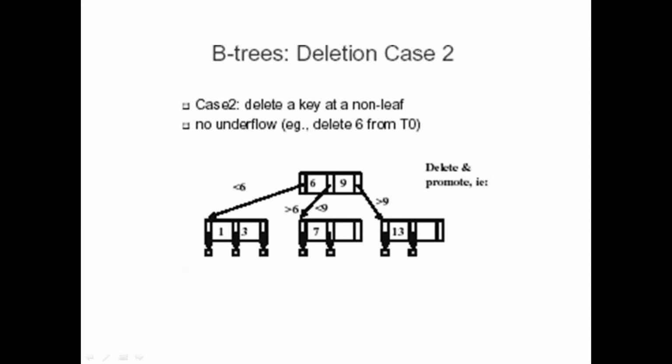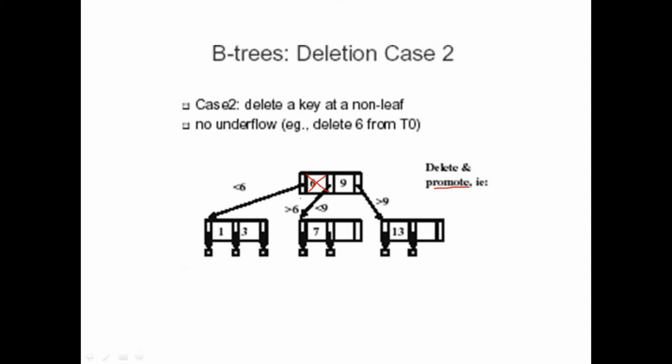Now case 2, delete a key at a non-leaf. A non-leaf is a node which is not a leaf node. Here we have to delete 6 from the given tree. If we delete this 6, what you have to do is delete and promote. Now, what is promote?